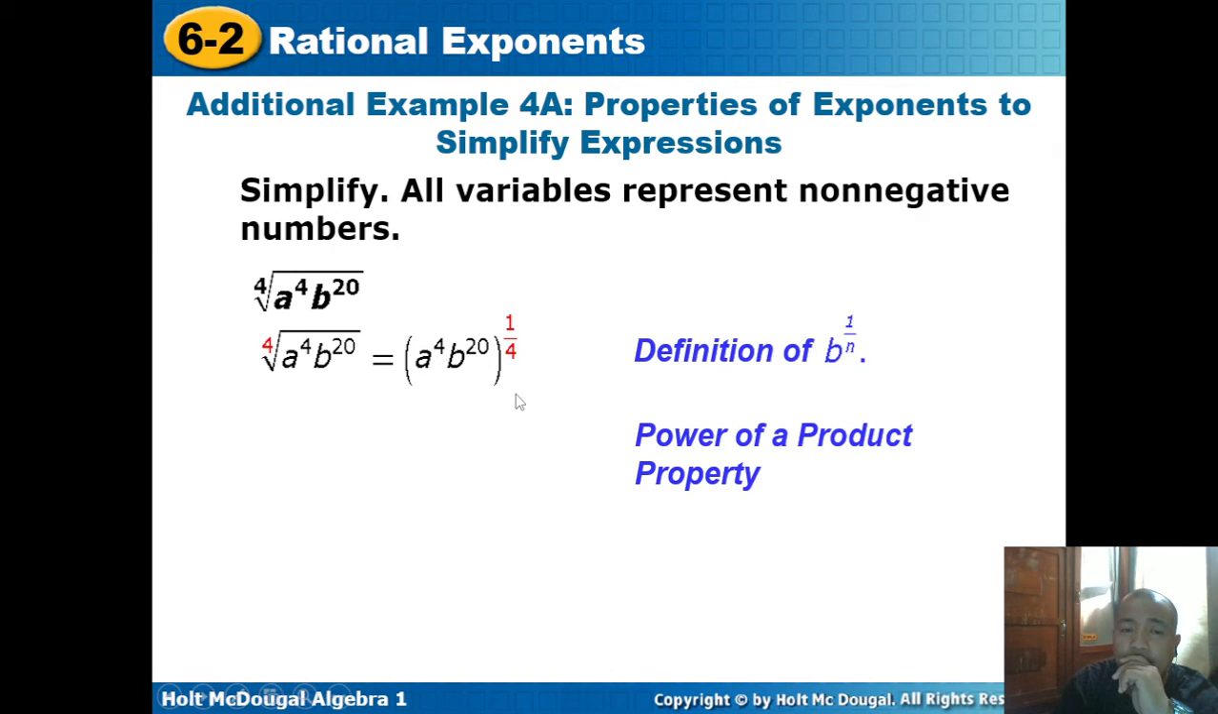The exponents of a and b. So a to the 4th raised to 1/4, b to the 20 raised to 1/4. And then you multiply now the exponents here, because of the power to power law: multiply the exponents.